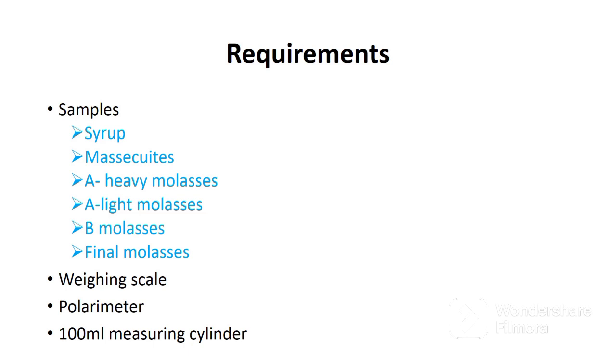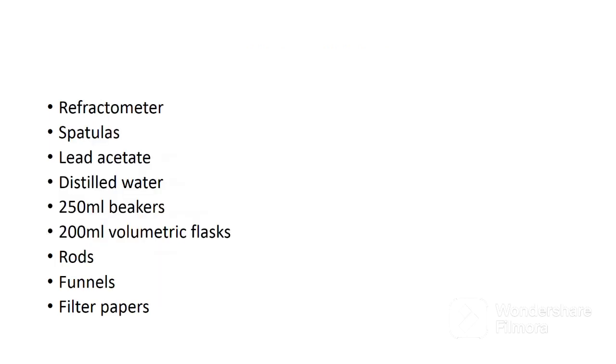The next requirement is weighing scale. Next, polarimeter, measuring cylinder. Next, refractometer. Next, spatulas. Next, lead acetate. Next, distilled water. Next, 250 ml beakers. Next, 200 ml volumetric flasks. Next, rods. Next, funnels, and finally, filter papers.